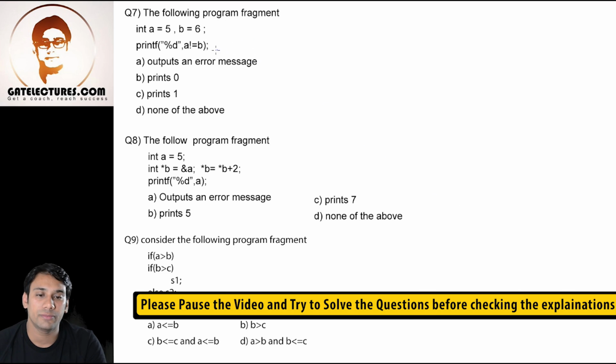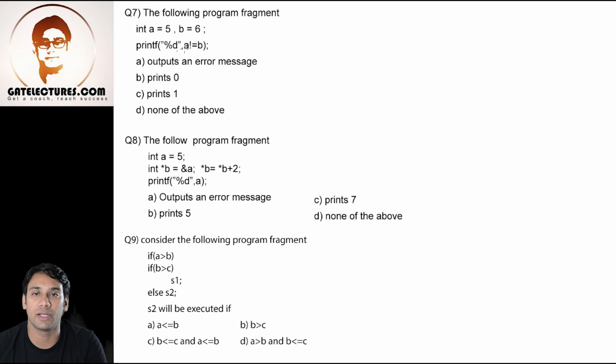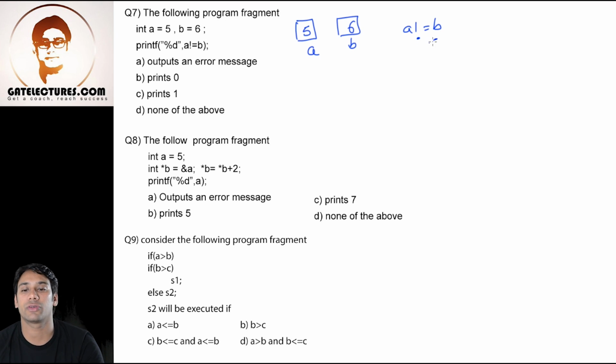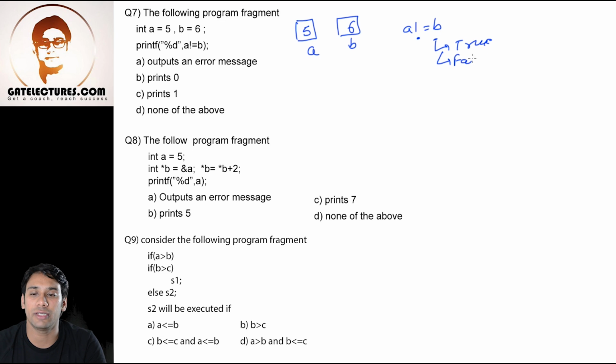Now consider this program. In this program, there are two variables A and B, and they are printing some value. Let us suppose the value stored in the variable A is 5 and the value stored in variable B is 6. In the next statement they are saying printf %d A not equal to B. So what is this A not equal to B? This is a conditional statement. A conditional statement is going to give me output as true or as false, right? And true means 1 and false means 0.